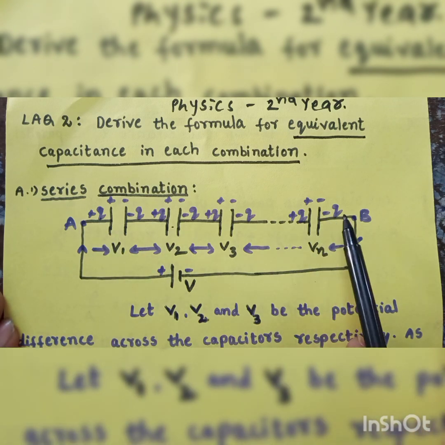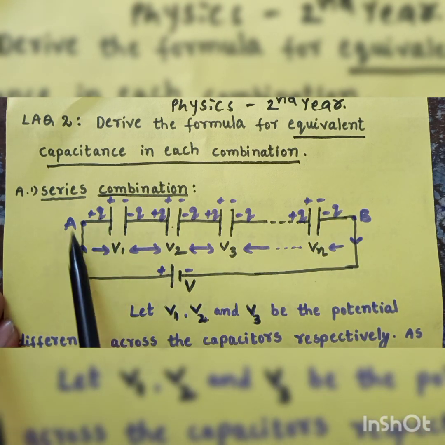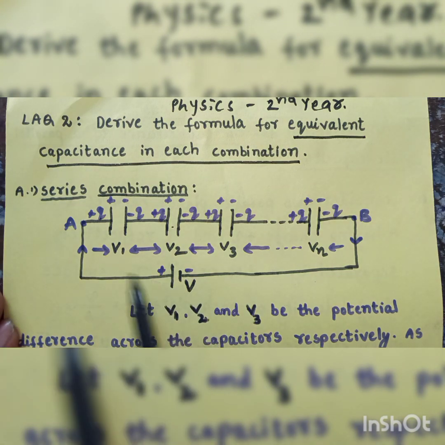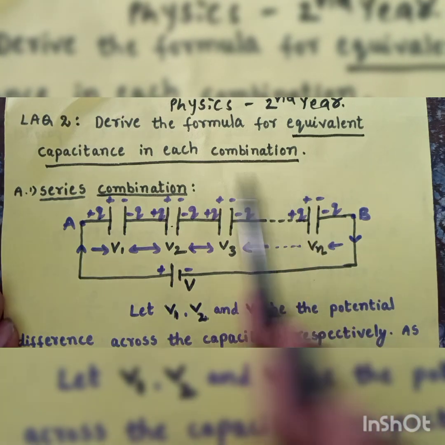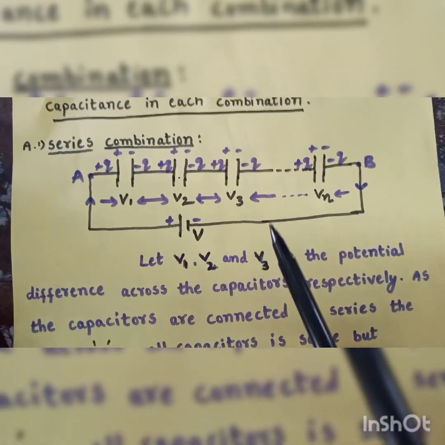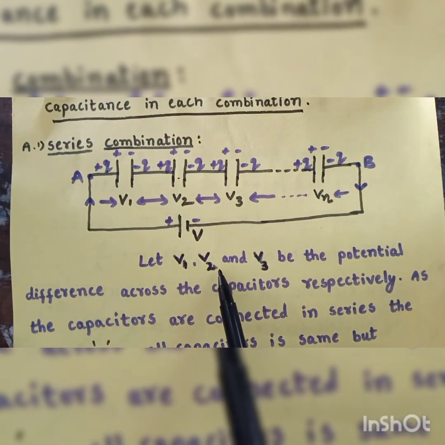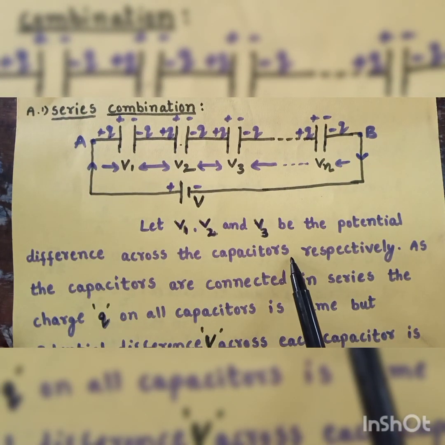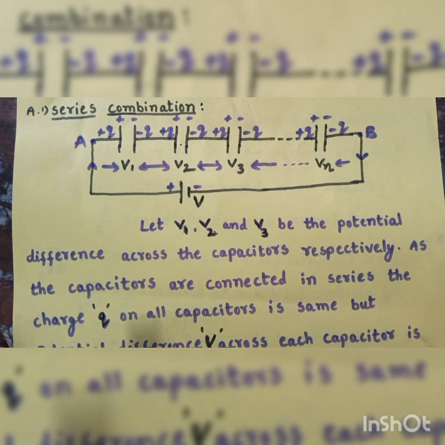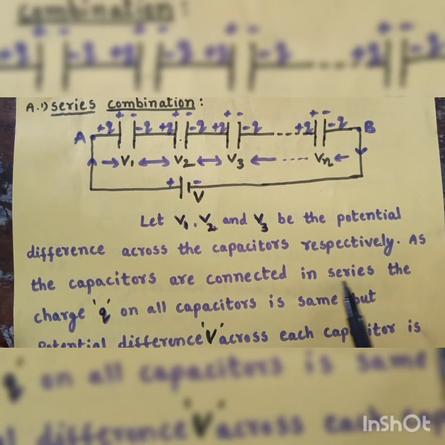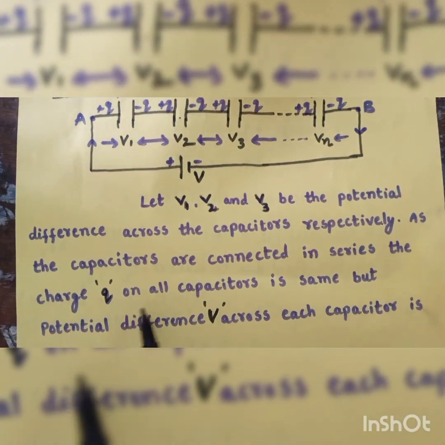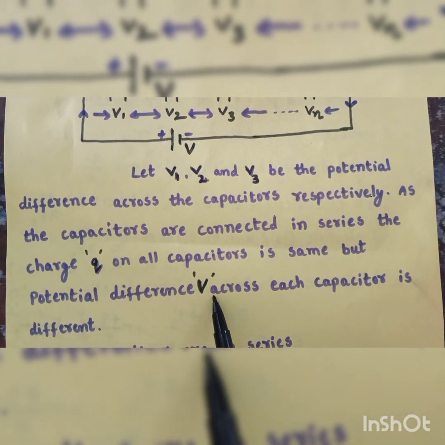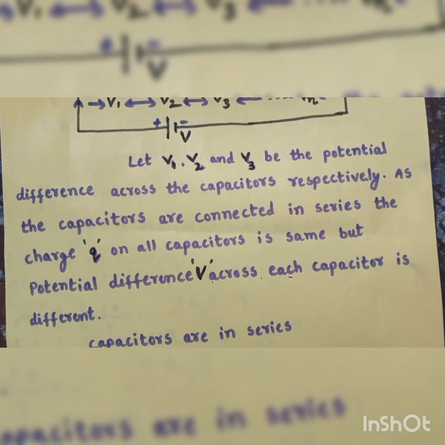So these capacitors' ends are connected to the battery. V is the potential difference across the combination of capacitors. Let V1, V2, V3 be the potential differences across the capacitors respectively, as the capacitors are connected in series. The charge Q on all capacitors is the same but the potential difference V across each capacitor is different.